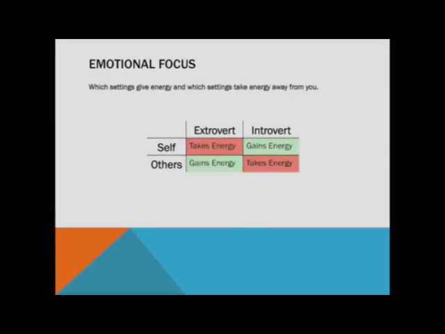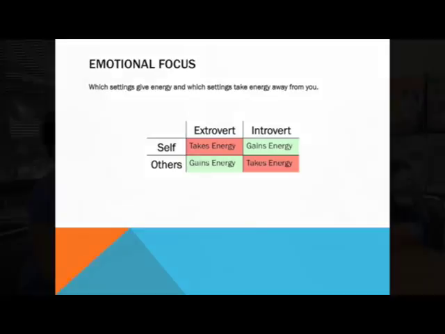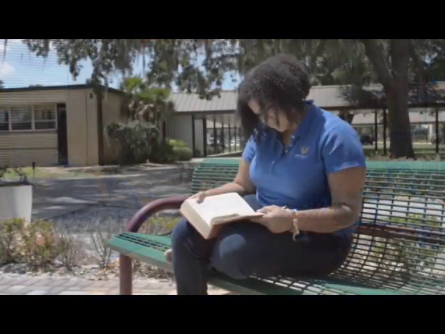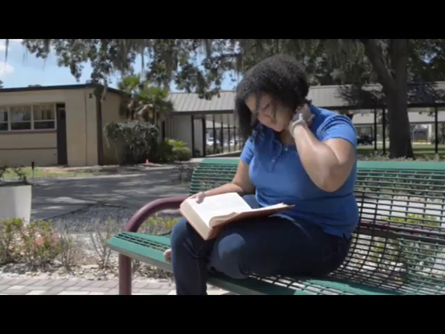Emotional focus. The first personality aspect is emotional focus. Emotional focus explains which social settings give energy and which social settings take energy away from you. At the 2 opposite ends of the spectrum are the terms extroverted and introverted. Extroverts gain energy by being around people. Introverts gain energy by spending time on their own.